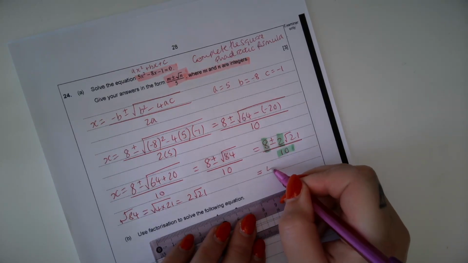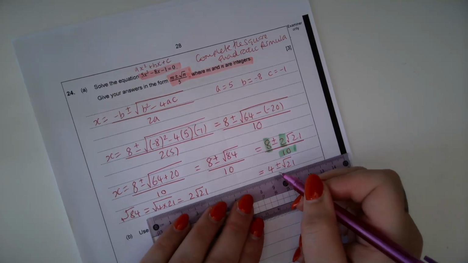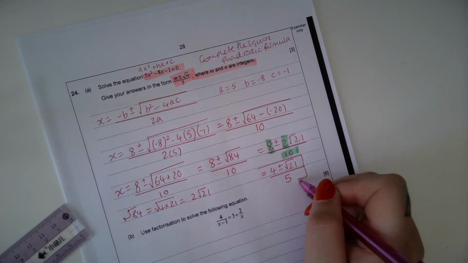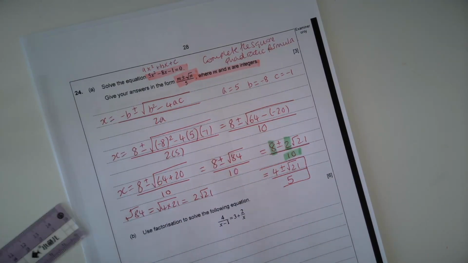So 8 divided by 2 is 4, plus or minus 2 divided by 2 is 1. So root 21 all over 5, okay? So this is our final answer. M and N are both integers.